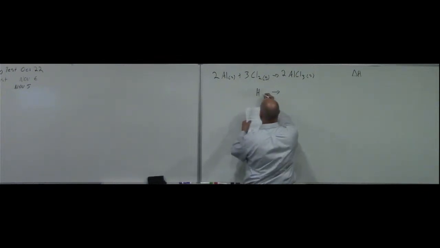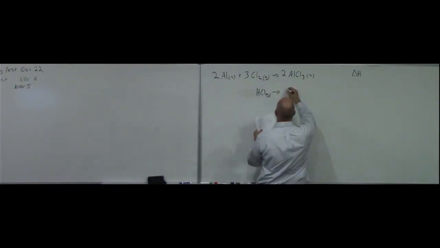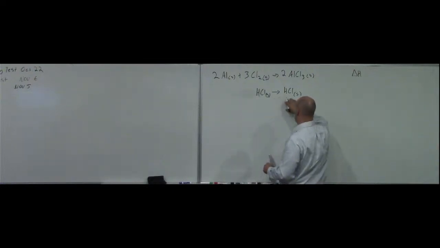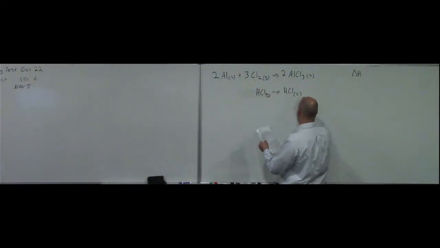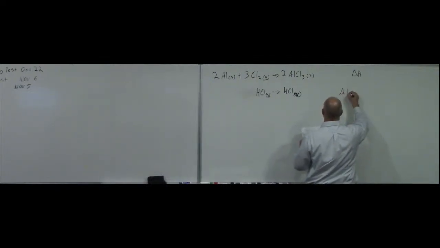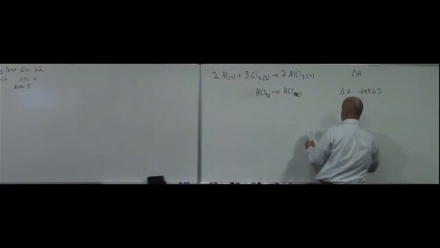So HCl gas becoming HCl aqueous. So basically the dissolving of hydrochloric gas into water to become hydrochloric acid. That should say aqueous, not solid. Sorry about that. Okay, and this has a delta H of negative 74.8 kilojoules, right? So it's exothermic.